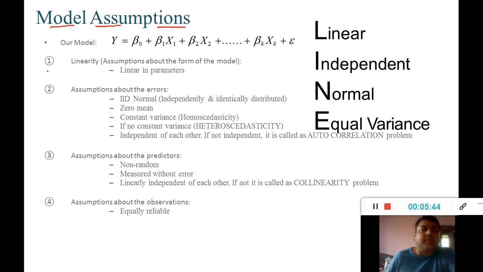There are 4 model assumptions predominantly used. Number 1 is that your model has to be linear in parameters. Parameters are nothing but my beta naught, beta 1, beta 2 values. My x1, x2, x3 are my input variables, this is my output variable, and all the beta values are my parameters, right? And of course my model will always have an epsilon, because this is nothing but my error, right?